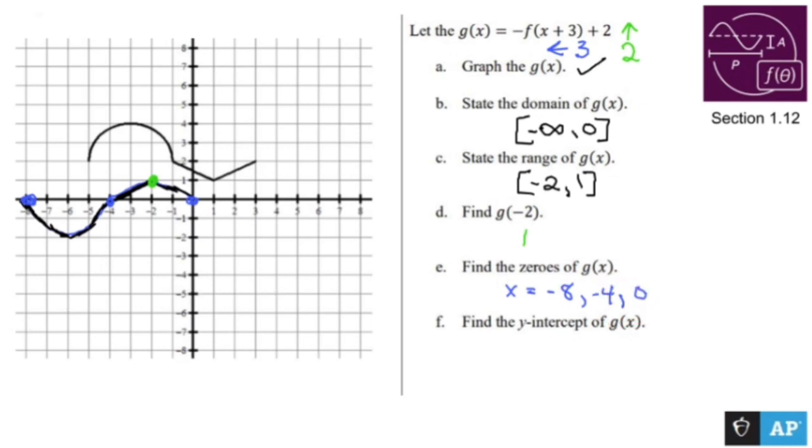And find the y-intercept of g of x. Just so happens that the y-intercept of g of x is right there, exactly where it was at the origin. So we will say that the y-intercept is the point 0, 0.